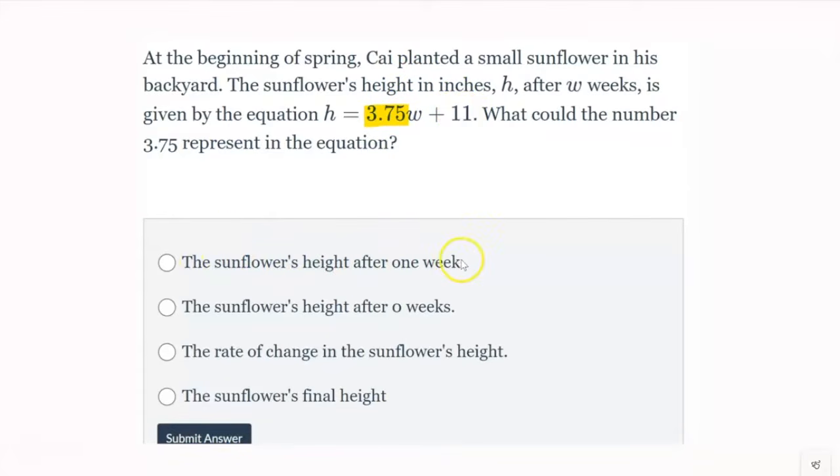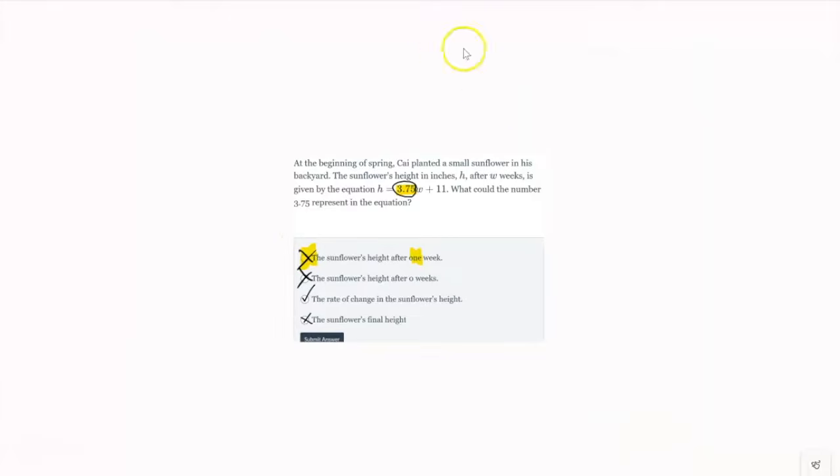The sunflower's height after 1 week? No, they didn't tell me that it was 1 week, so that's not it. The sunflower's height after 0 weeks? That's my start, right? So that's my y-intercept. So that's not it either. The rate of change, and that could be it because that's what slope is. The rate of change of the sunflower's height. Yes, how is the sunflower's height changing every week? The sunflower's final height? Again, this is the slope, how it's changing every week. It's going up by 3.75 every week. It is not the final height. So there's only one answer there. So that's going to be C.